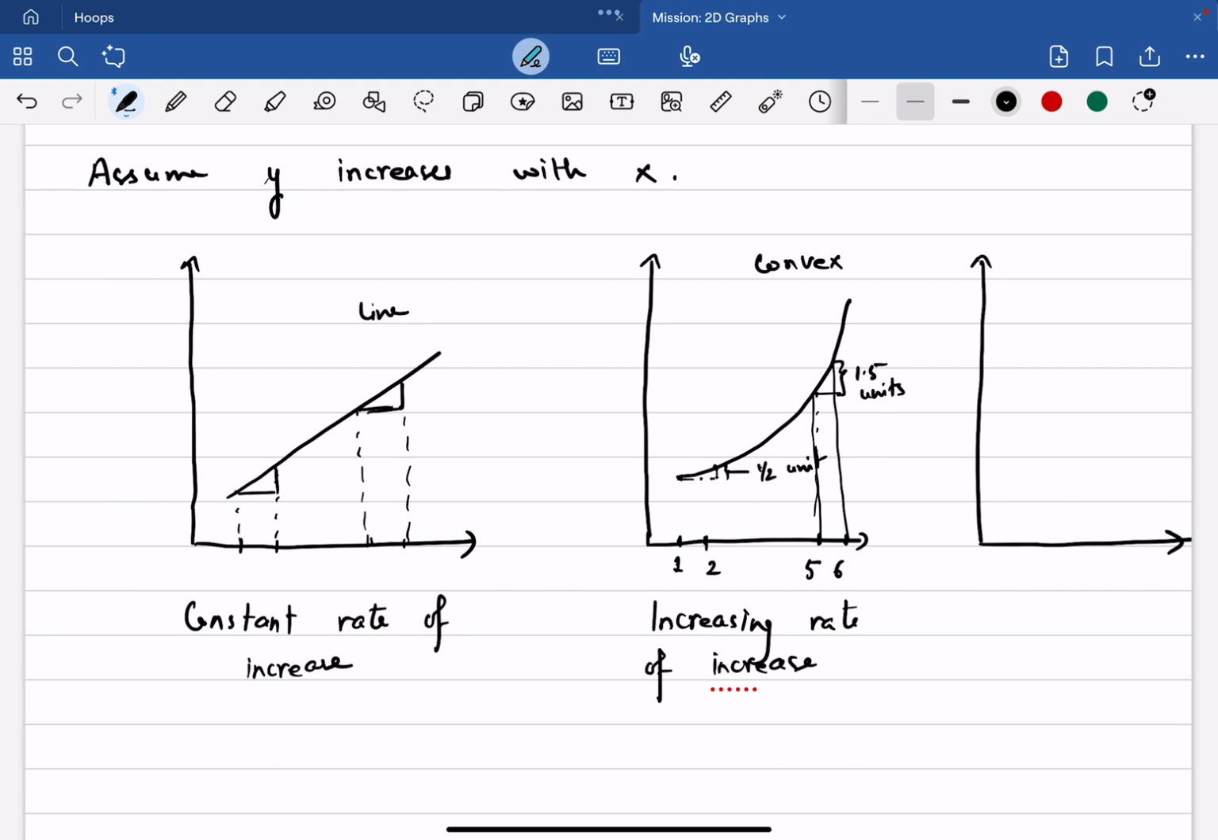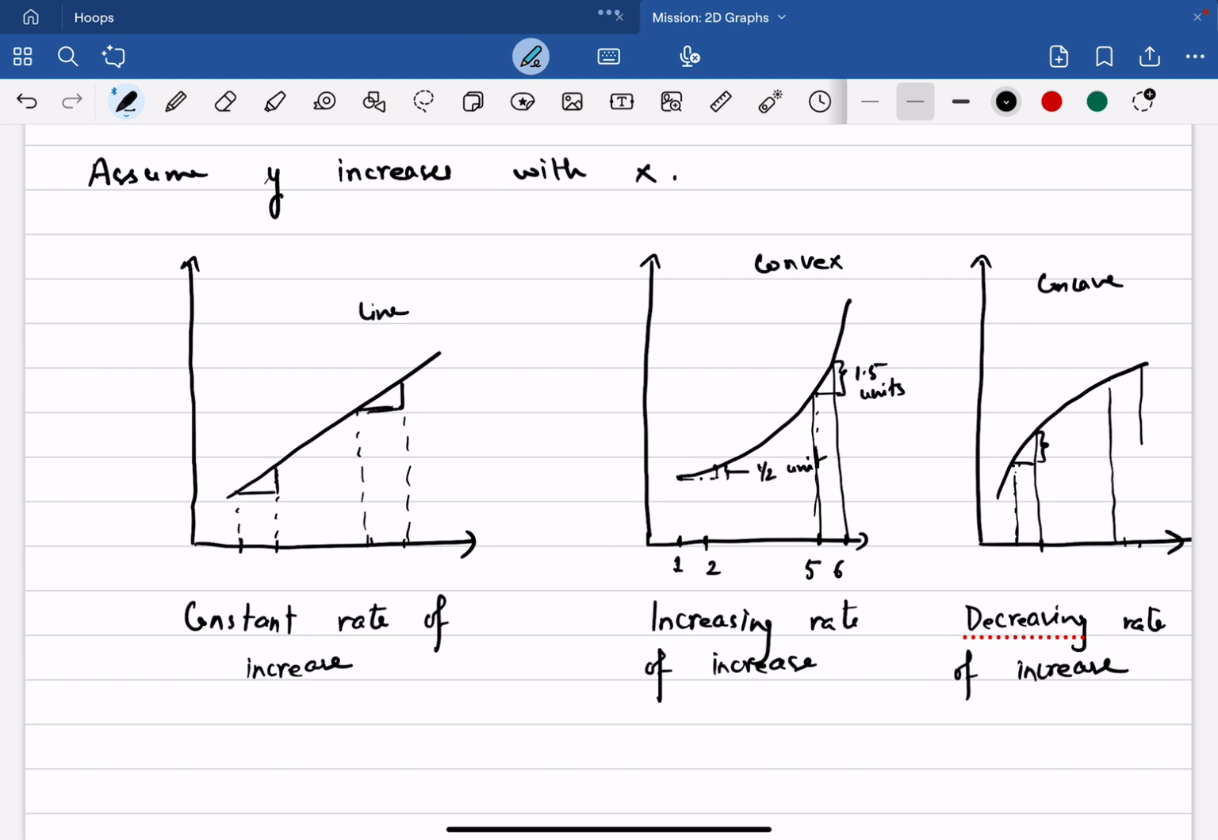It keeps increasing. The third situation I could be in is a concave graph. This is when we have a decreasing rate of increase. So I'm still increasing, but at a decreasing rate. And we can see that again. If I calculate the increase in y as x increases by 1 unit in the beginning part of the graph, that is quite large. But in this later part of the graph, it is much smaller.